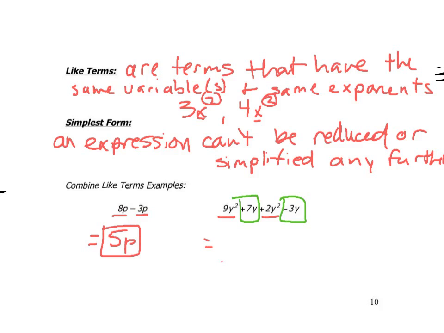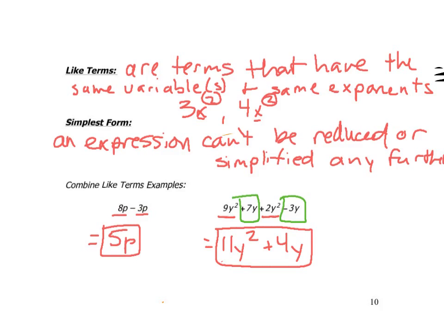So once we put them together, 9y squared plus 2y squared gives me 11y squared. And then 7y minus 3y gives me 4y. Now notice how I don't do anything else. It says that the y is squared, but notice how we don't square the 11, because the square is only going to y, and it's already squared, so therefore there's nothing to do. Remember, don't force anything that isn't there. So here, 11y squared and 4y are not like terms, so that means we are in simplest form.